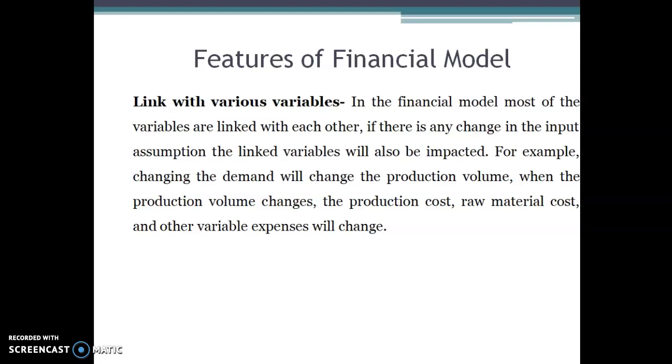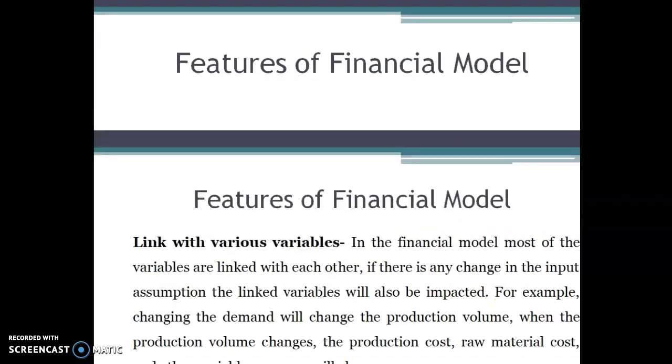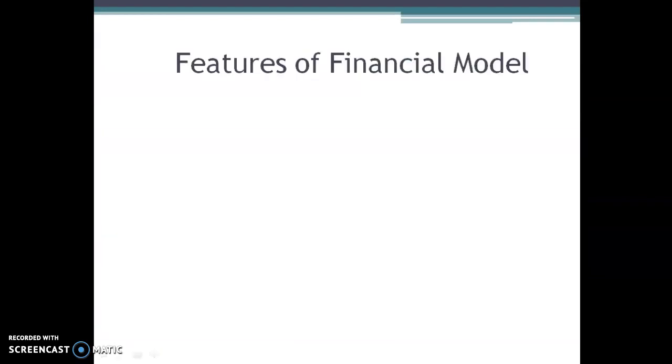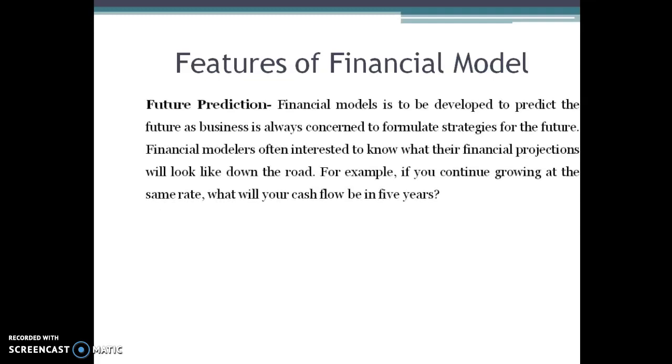When the production volume changes, the production cost, raw material cost, and other variable expenses will change. So it means that everything is linked in a financial model. If there is a change in one variable, one input, definitely other variables will change automatically. That's why there is a need to link everything in a financial model.